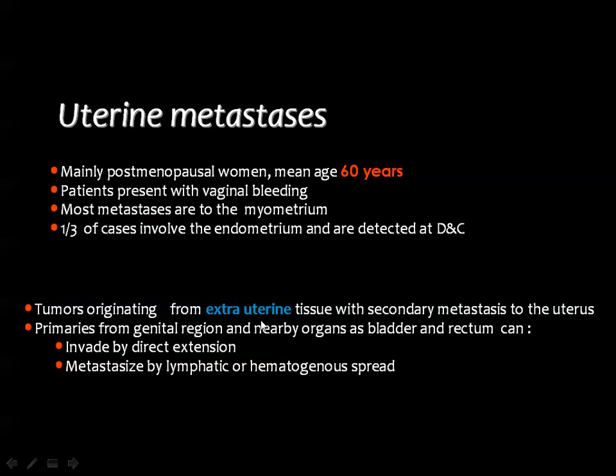Metastases can go to the uterus from extrauterine lesions, and also they may reach the uterus by hematogenous spread and also lymphatic spread.